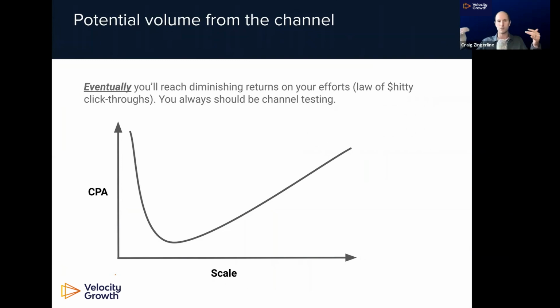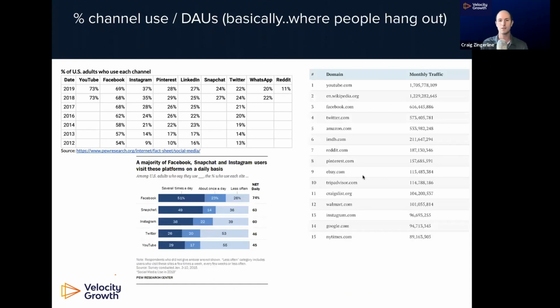So regardless of the channel, when you get started, you're probably going to see high costs because you don't know what you're doing. Then the costs are going to drop. You're going to get a lot better. And then as you scale, the costs are going to go up and the efficiency is going to go down. Now, in the big channels like Google and Facebook, this could take years before you hit that ceiling. But in the smaller channels, it will happen relatively quickly if you've got a healthy budget. These are some charts here around percentage of channel use and daily active users. I mean, these are the places where people hang out.